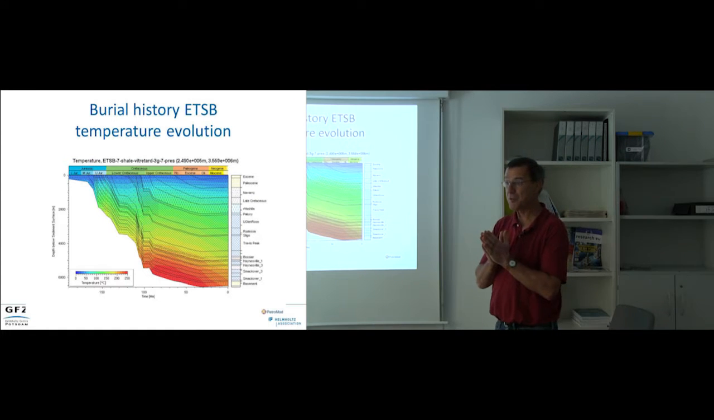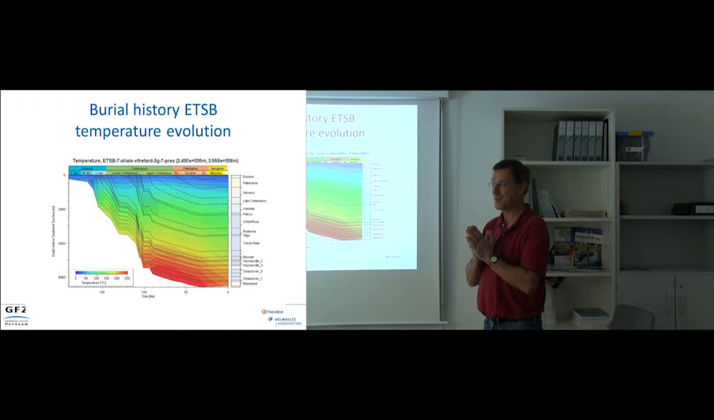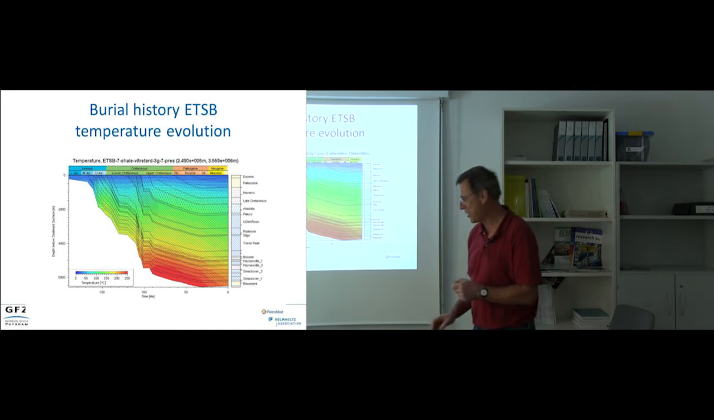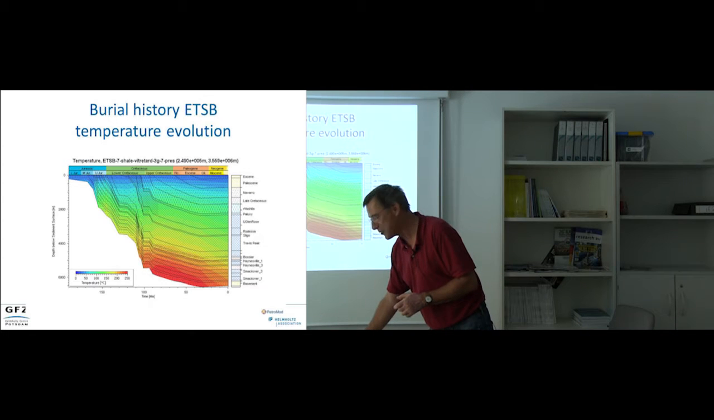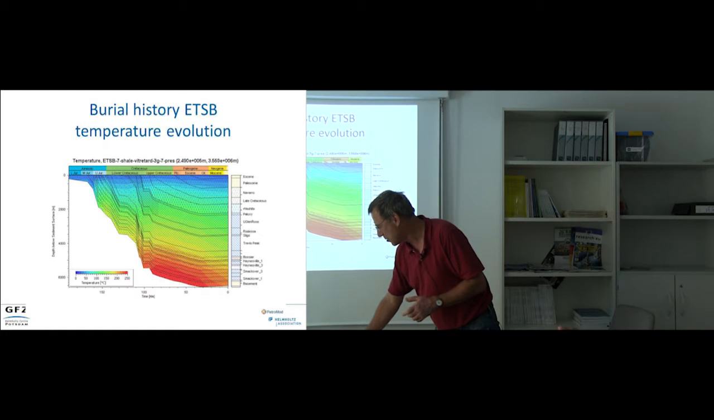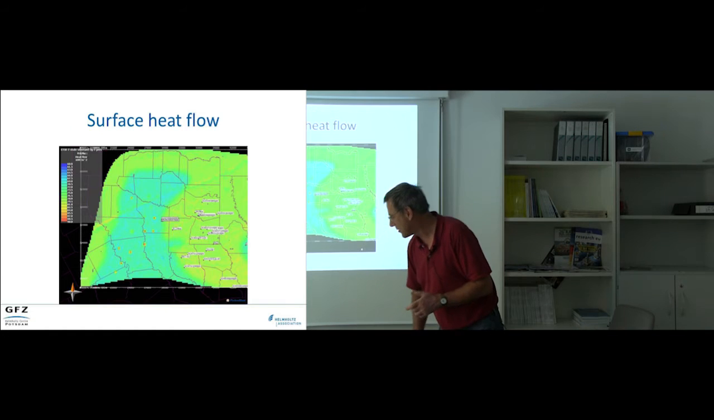Since we have no calibration data for the East Texas Basin, all this is assumption, or has to remain assumption. We only have temperature data and heat flow data, so for the present day it looks quite okay, but for the rest, vitrinite reflectance data is not available, so we really don't know how well or how badly our model performs.